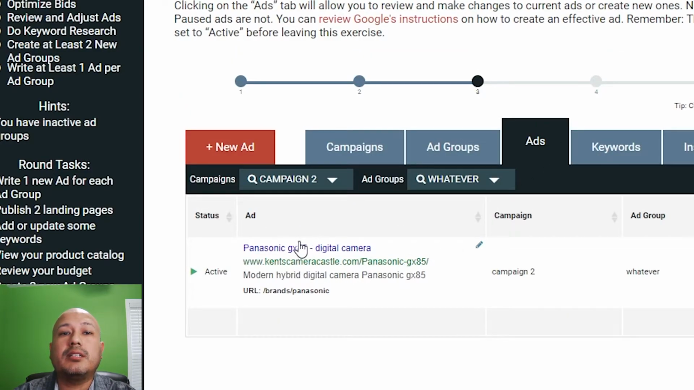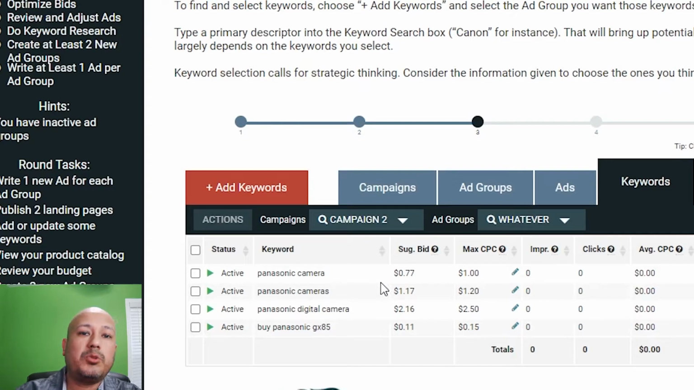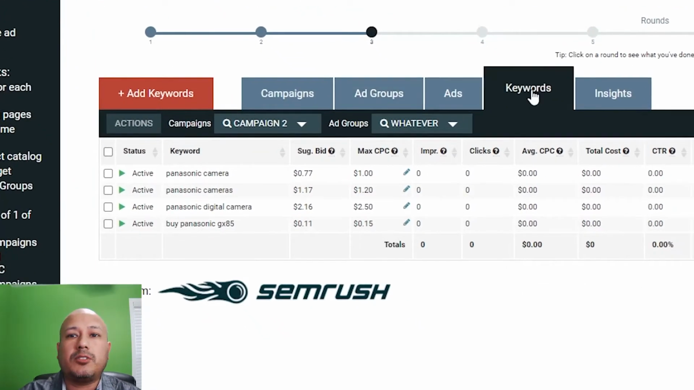It's the Panasonic GX85 digital camera for the Kent's Camera Castle Panasonic GX, which is the advertisement itself. That's okay. So let's look at the keywords. Again, only 4 keywords. So the student has only used 4 keywords, and those keywords are very similar to each other as well. So as I said, please expand the number of keywords that you are using whenever you are creating these advertisements. That is not being done here.